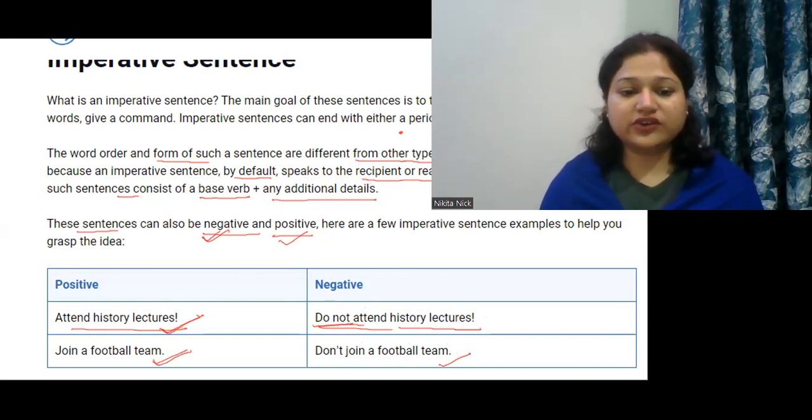As for possible applications of imperative sentences, they are mostly used in oral speech. In writing, they can be used in dialogues between characters or in the form of a call to action, a sentence that encourages readers to do something. For example, attend history lectures. You are asking students to attend the history lectures, but here you are saying that you don't have to attend them. Do not attend history lectures, like that.